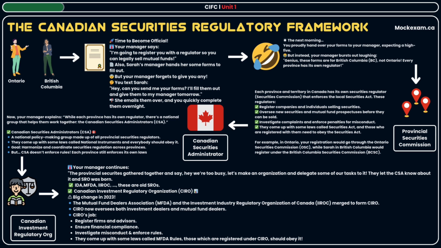So all of the Provincial Securities Commissions let the CSA know about this idea to become lazy and delegate some of their tasks to an organization, and the SRO was born. What's an SRO? Self-Regulatory Organization, or SRO. An SRO is the baby of the Provincial Securities Commission, okay?